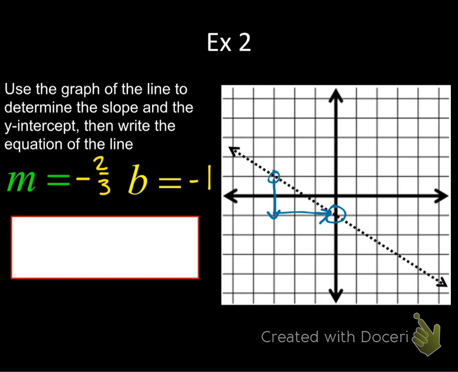So what's my equation? -1. Perfect. Y equals -2/3 x minus 1. So you're just taking these numbers that we found up here and plugging them into the equation. Y equals -2/3 x minus 1. Was that a question? Okay.